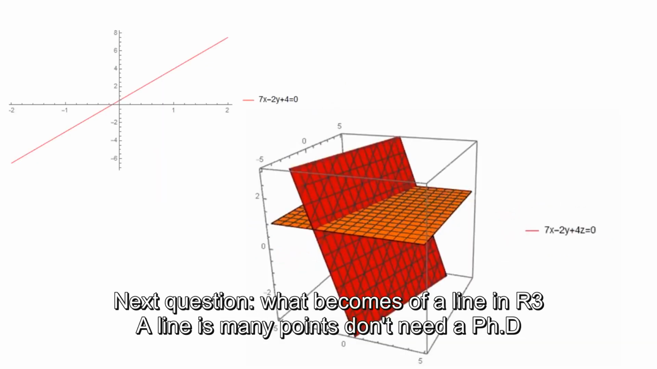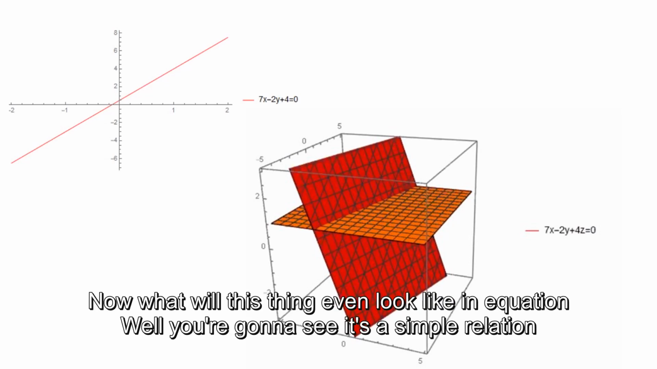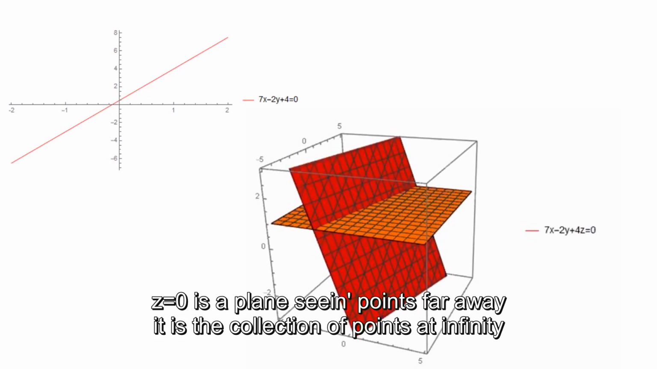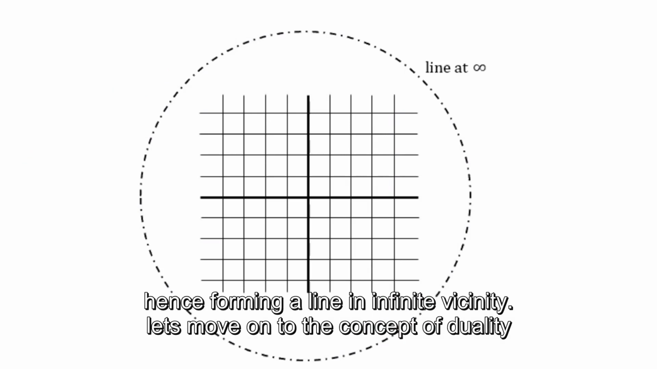Next question, what becomes of a line in R3? A line has many points, don't need a PhD to find a span of lines that lie flat in 3D. It will just end up becoming a plane, you see? Now what will this thing even look like? Well, you're gonna see. It's a simple relation. The plane for the line ax + by + c = 0 is ax + by + cz = 0, as thought. z = 0 is a plane seeing points far away. It's the collection of points at infinity, hence forming a line in infinite vicinity.